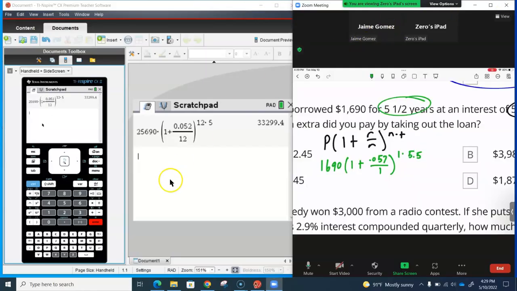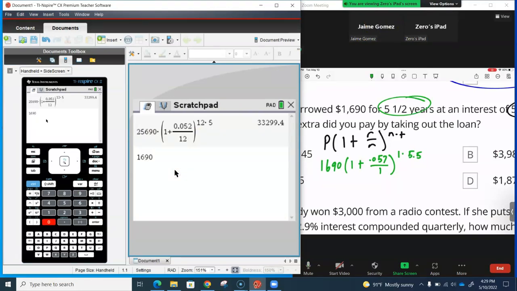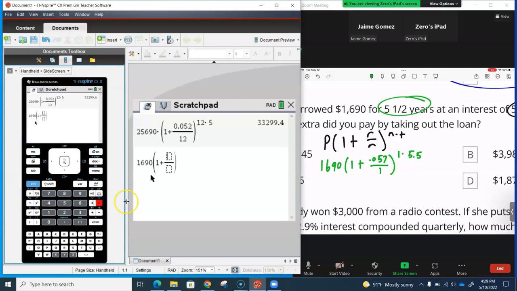In the calculator: 1690, parentheses, 1 plus, make a fraction, 0.057. Then there's 1 in the bottom. And then on top here, it's 1 times 5.5. That gives 2292.45.